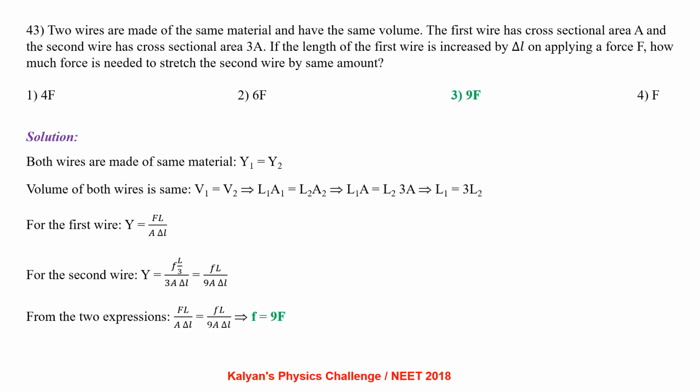Given both the wires are made up of the same material, so their Young's moduli will be the same. Volume of both the wires is the same, so V1 equal to V2. Volume can be written as area of cross section into length, from which we get L1 equal to 3L2. For the first wire, Y equal to FL by A delta L. For the second wire, Y equal to F into L by 3 by 3A into delta L, which comes out to be FL by 9A delta L. From the two expressions, we get small f, that is the force required for the second wire, equal to 9 times capital F, that is the force applied on the first wire.